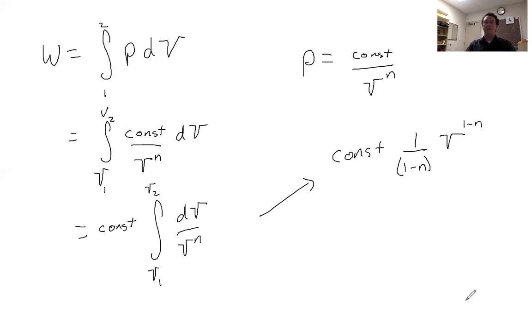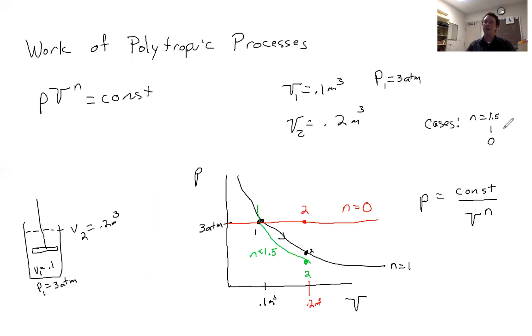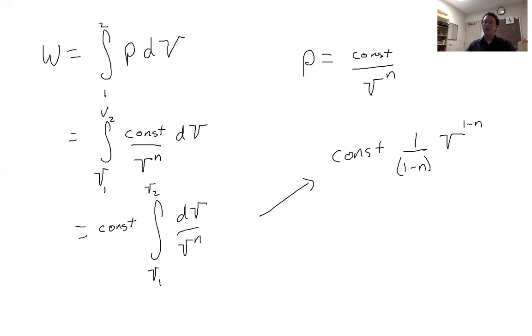Uh-oh. Stop and think for a second. Can you catch a problem that we might have? Look at the cases we're studying: n equals 1.5, 1, and 0. 1.5, okay, I can plug that in. 0, okay, I can plug that in. What about when n, the index, equals 1? In that case, I have a divide by 0 problem.